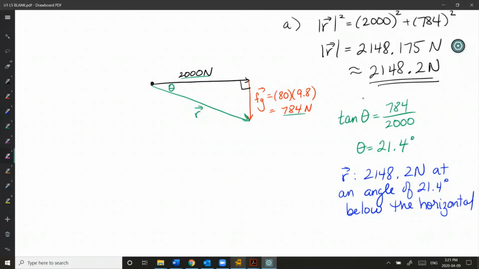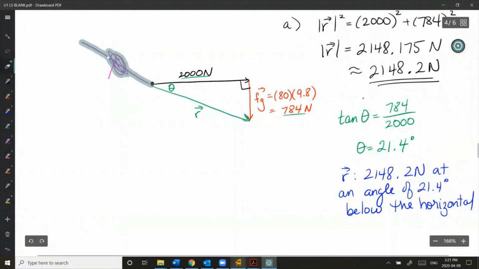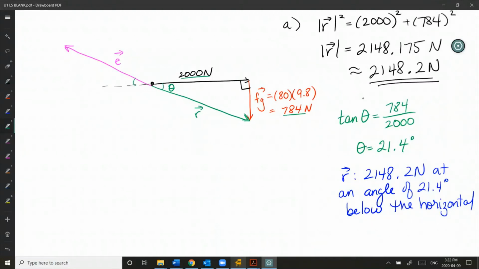All right, now for part B, it's asking us for the equilibrant force, and the equilibrant force is the vector that is opposite to the resultant vector, but equal in magnitude. Here we go. So there's our equilibrant vector. I also know if I extend this horizontal line a little bit here, that these angles are opposite to one another. So if I know that this angle is also equal to 21.4, I can find this rotation from the horizontal in a clockwise direction.